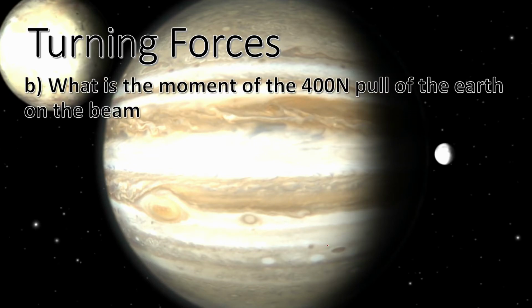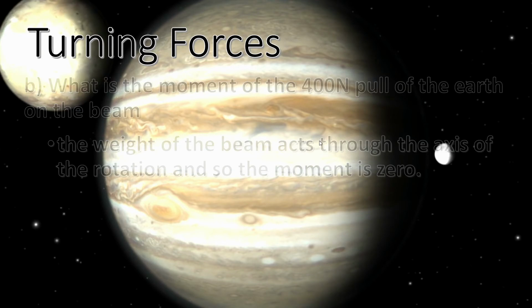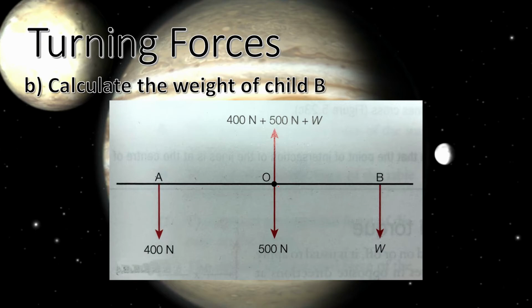Then, what is the moment of the 400 newton pull of the earth on the beam? The weight of the beam acts through the axis of rotation, and so the moment is zero. There is no moment because it is on the axis of rotation, which is being held by the beam in the middle. So this one, as you can see.